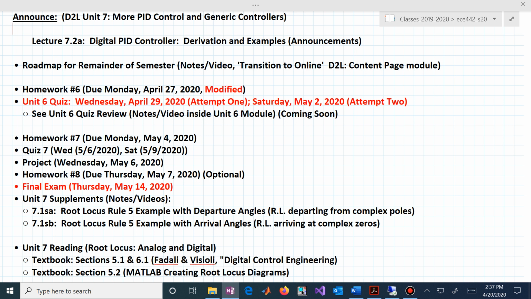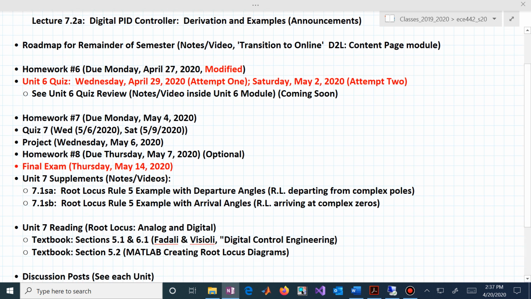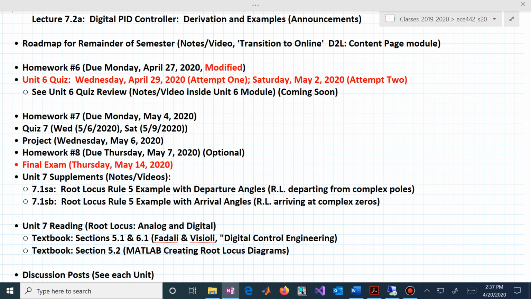And coming soon, I'll try to produce a quiz review, and that will be in the Unit 6 module. Again, we are now in Unit 7, and its homework will be due on the following Monday, May 4th, the quiz the subsequent Wednesday, and the subsequent Saturday, the 6th and 9th of May.